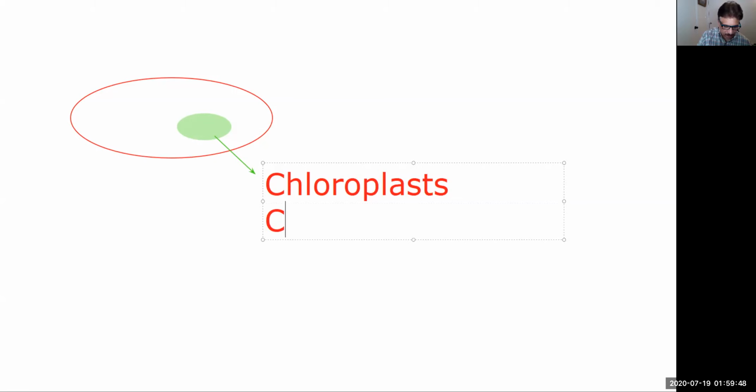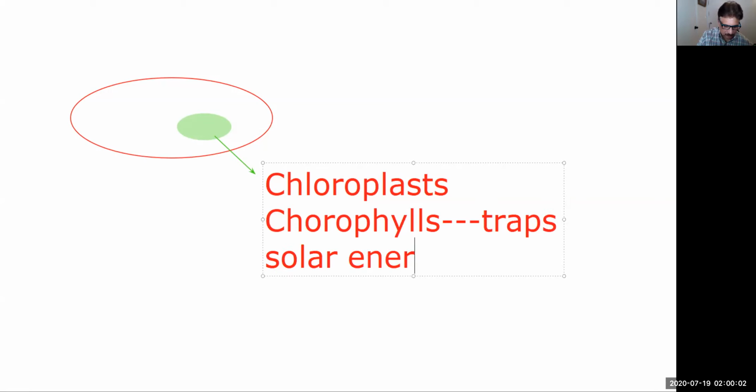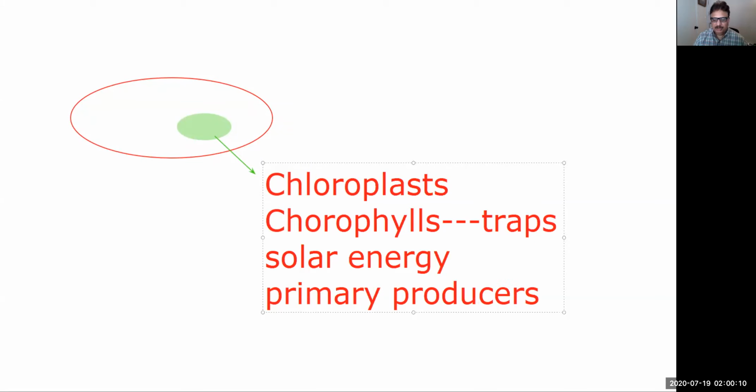Within this chloroplast is present a special pigment called chlorophyll. This chlorophyll traps solar energy. To remember, plants are primary producers. They can trap solar energy to make food. And what is that food? Carbohydrate, glucose, that helps the plant to survive. We don't have that capacity because we don't carry chloroplast, we don't have chlorophyll. So we have to depend on plants; we are secondary consumers, plants are primary producers.